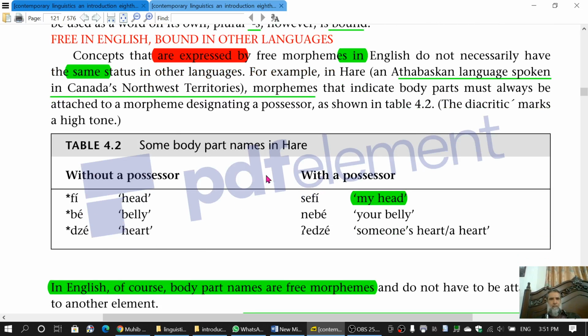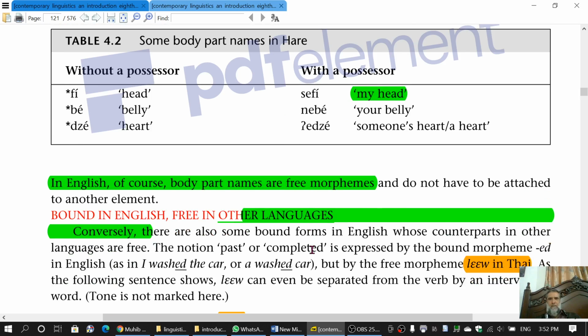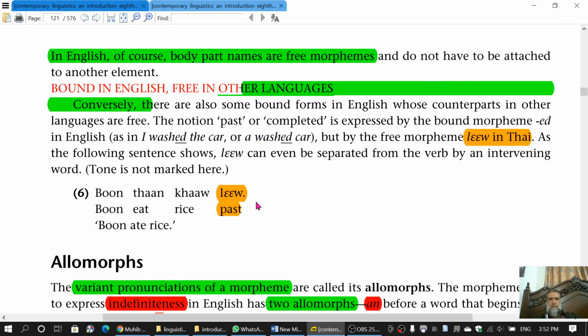बात यह है कि ये हमने पढ़ लिया है. हेड इंग्लिश में तो फ्री है लेकिन हेयर लैंग्वेज फाई जिसका मतलब हेड है फ्री नहीं है. इसको माय या यू या योर या हिज या हर के साथ लगाना पड़ता है. जैसे सिफाई का मतलब है माय हेड, और यूं ये फ्री मार्फीम्स नहीं. In English of course body parts names, बॉडी पार्ट्स के नाम जो हैं are free morphemes, ये फ्री हैं and do not have to be attached to another element, और इसको किसी और एलिमेंट के साथ अटैच नहीं करना पड़ता.